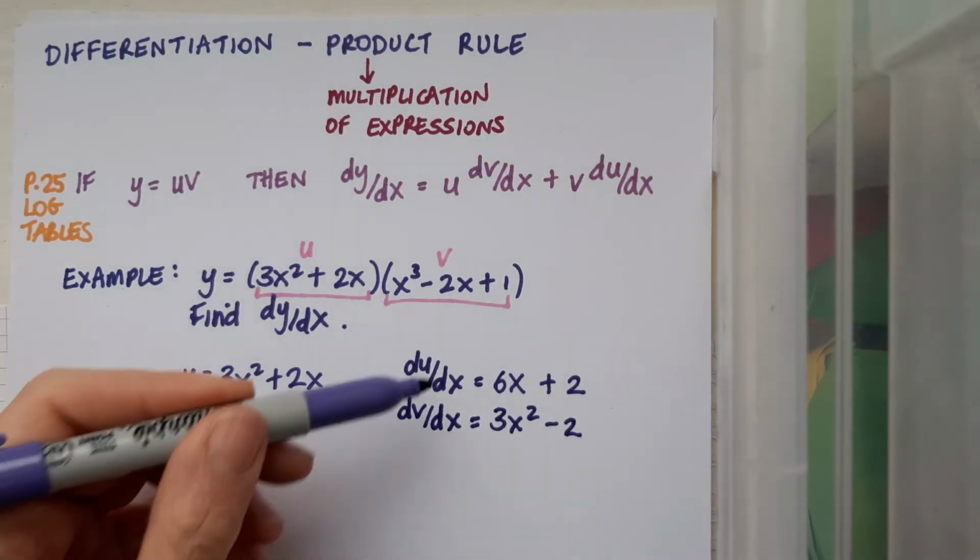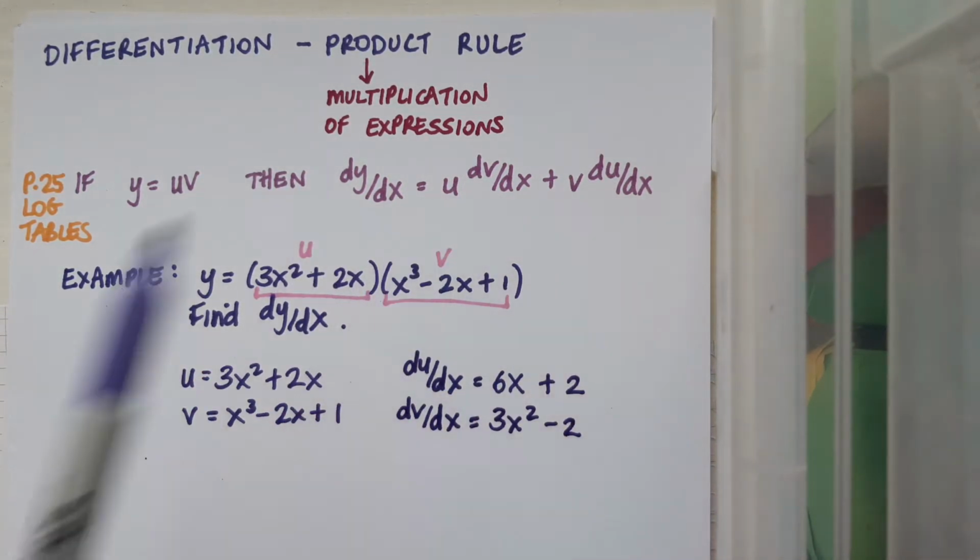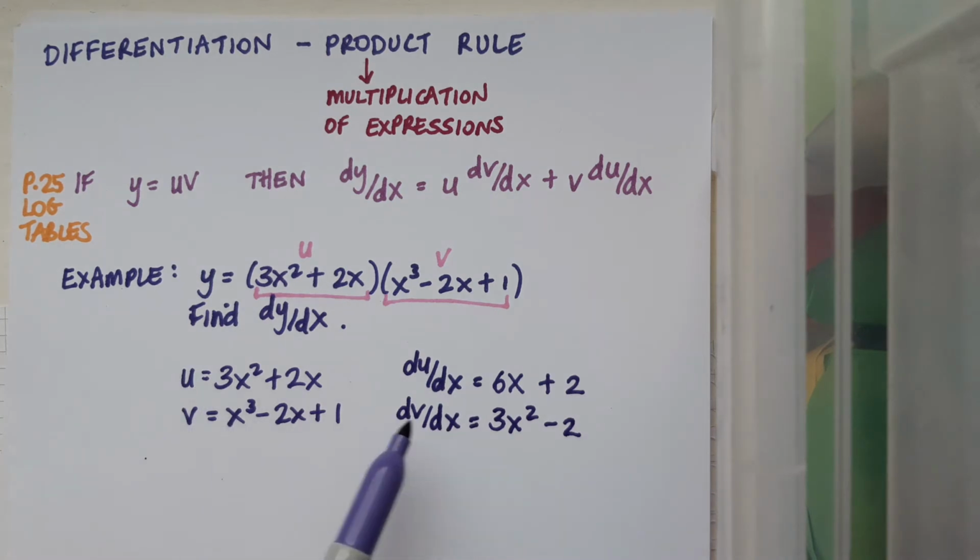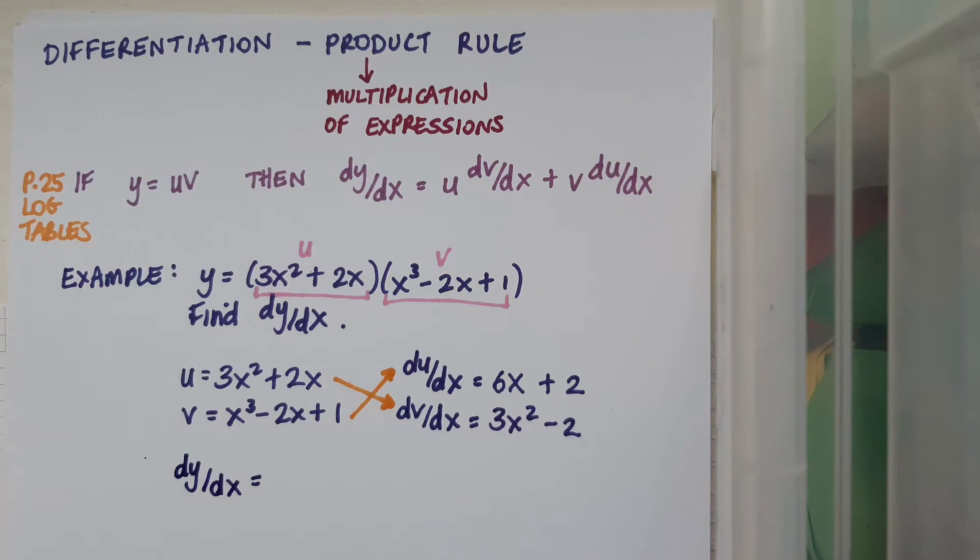These four items are the components of the formula. So I've got u, dv/dx, v, and du/dx. And I find that it can be helpful to stick in two arrows that connect these terms to make it clear where they go in the formula. So for example, u will go with dv/dx, and v will go with du/dx. And now I'm ready to make dy/dx.